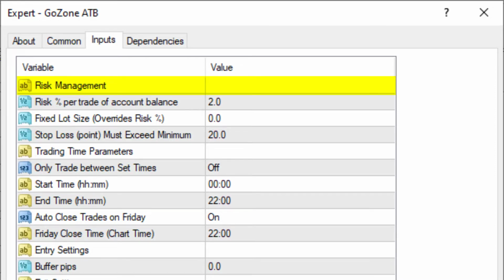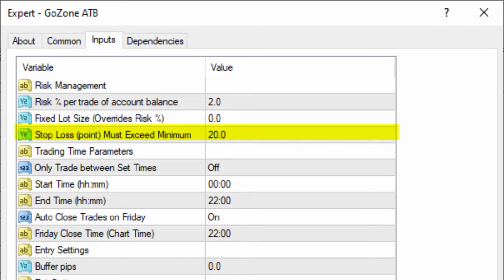Here is where you'll input the amount of your account you want to risk in this trade. Industry standards recommend you do not risk more than 2% of your account on any given trade, but again, that's entirely up to you. Whatever the percentage you choose, the GoZone ATB will do the calculations and place the proper trade. If you know the lot size that you're comfortable trading, you can enter it here. By entering a specific lot size, the ATB will override the percentage field and place the trade as you dictate.